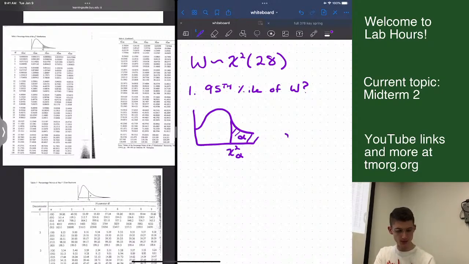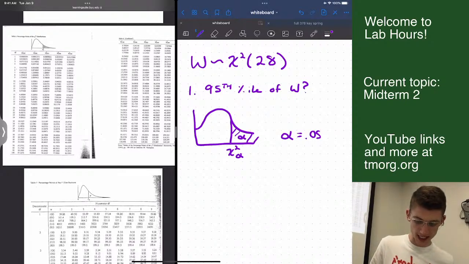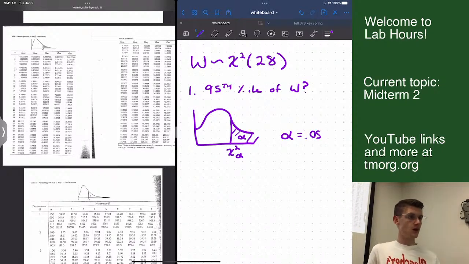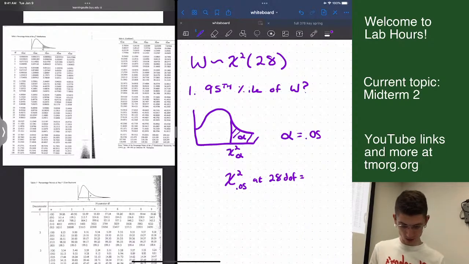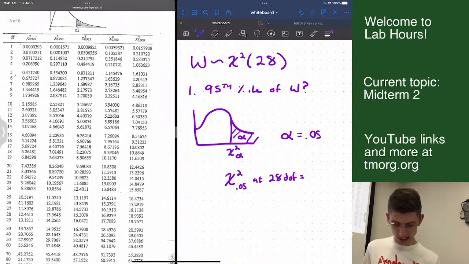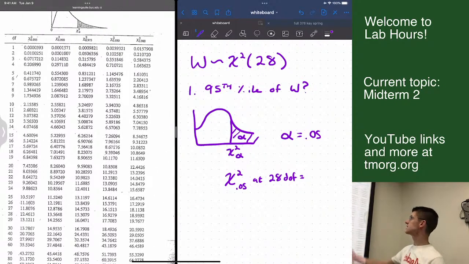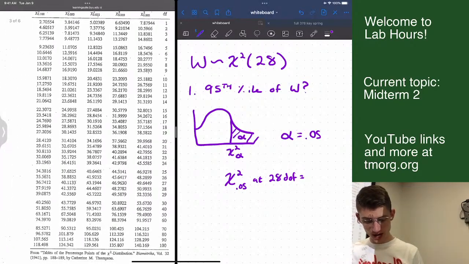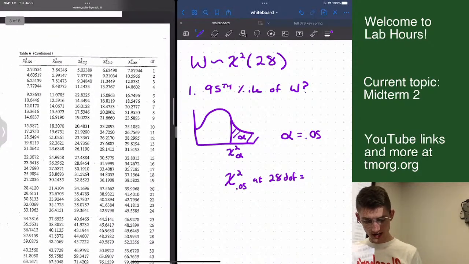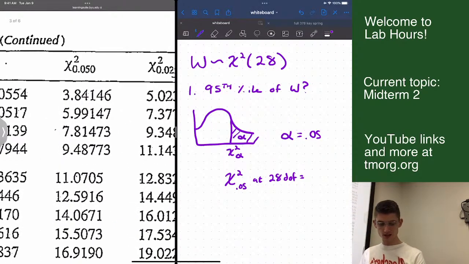Absolutely. Set alpha equal to 0.05. So here's the question: what is the chi-squared value with an alpha of 0.05 at 28 degrees of freedom? Well, chi-squared 0.05 at 28 degrees of freedom is equal to, come to the chart. Am I on the left page? No, because these all have alphas that are in the 90s, and that's not what I'm looking for. So I come back over to the right and ask, where is the chi-squared 0.05 column? It's this column right here.